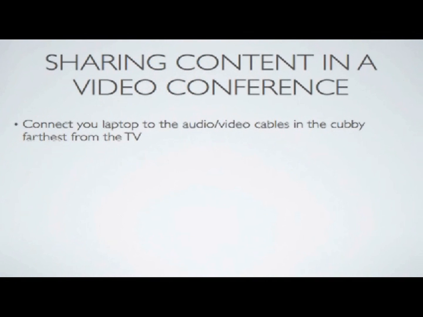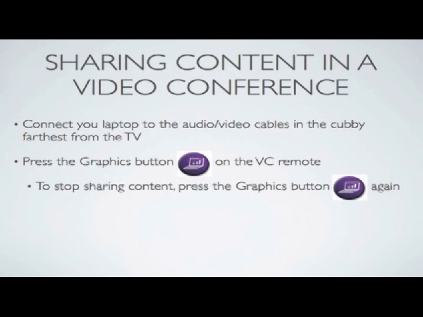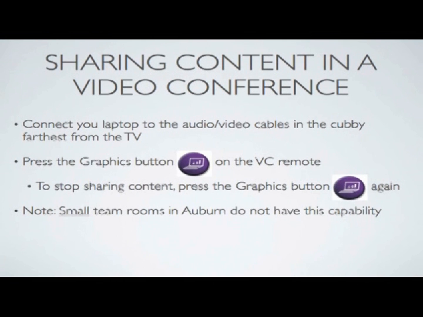Now, let's cover how to share content from your laptop while in a video conference. To share content while in a video conference, first connect your laptop to the cables in the cubby farthest from the TV. Then, press the graphics button on the VC remote. To stop sharing content, simply press the graphics button once more. Again, sharing content while video conferencing can only be done in the large team rooms in Auburn. All rooms in Mobile have this capability.